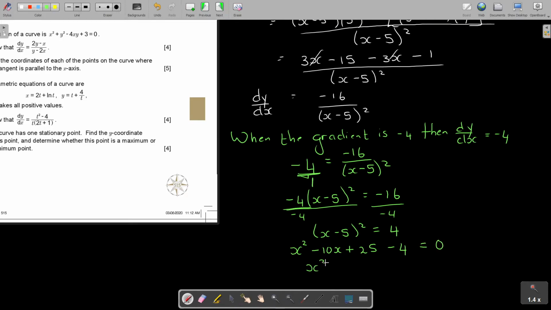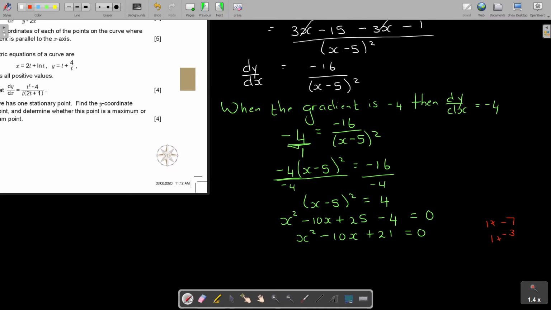So it's x squared minus 10x plus 21 equal to 0. Okay, and then 7 times 3 is 21, and 7 plus 3 is 10, and the signs are the same, negative, negative. So if I factorise, I'm going to get x minus 7, x minus 3, and that's equal to 0. So therefore, x is equal to 7 or x is equal to 3.